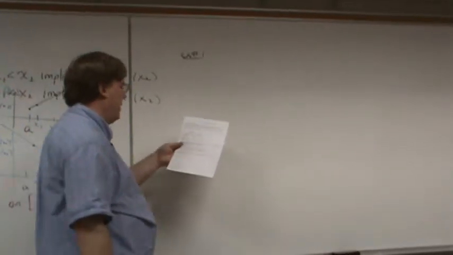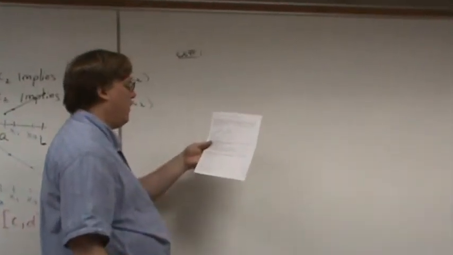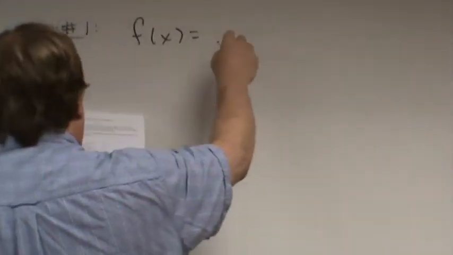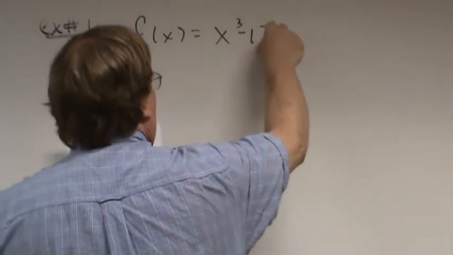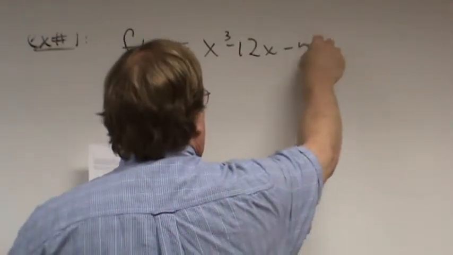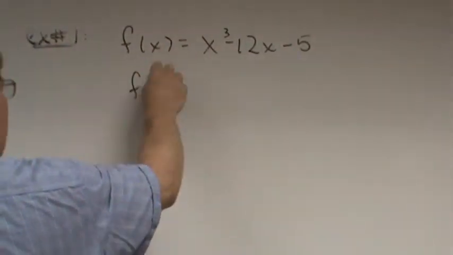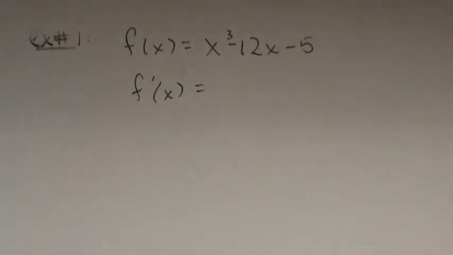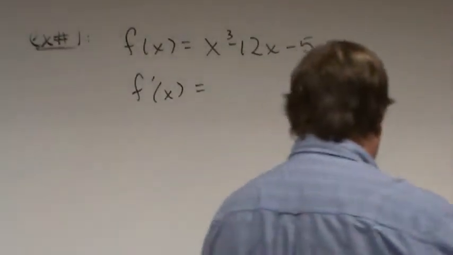Find the critical points of that function, determine the function's local and absolute extreme values, and identify in which intervals f of x is increasing and decreasing. Okay, so here's what we've got. f of x equals x to the third minus 12x minus 5. Next, I'm going to get the first derivative, because the first thing I've got to do is find the critical points. In fact, I didn't put that on here, but I should.